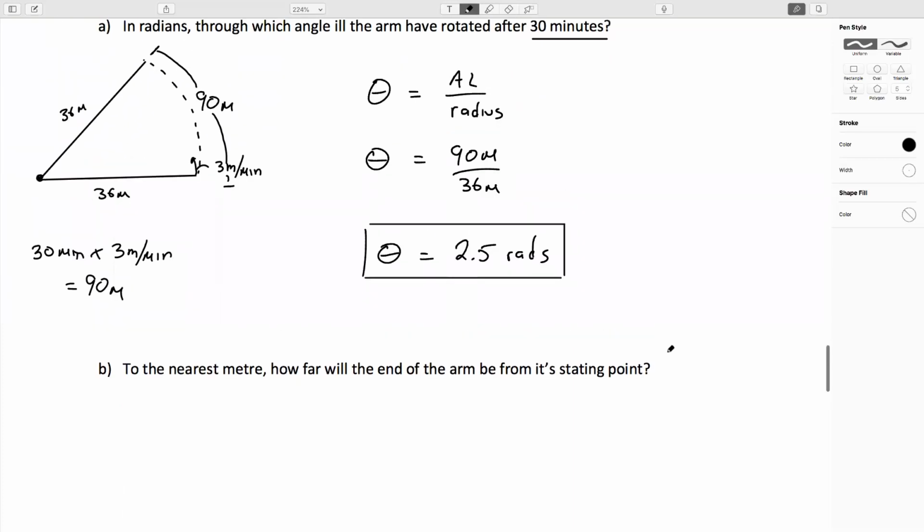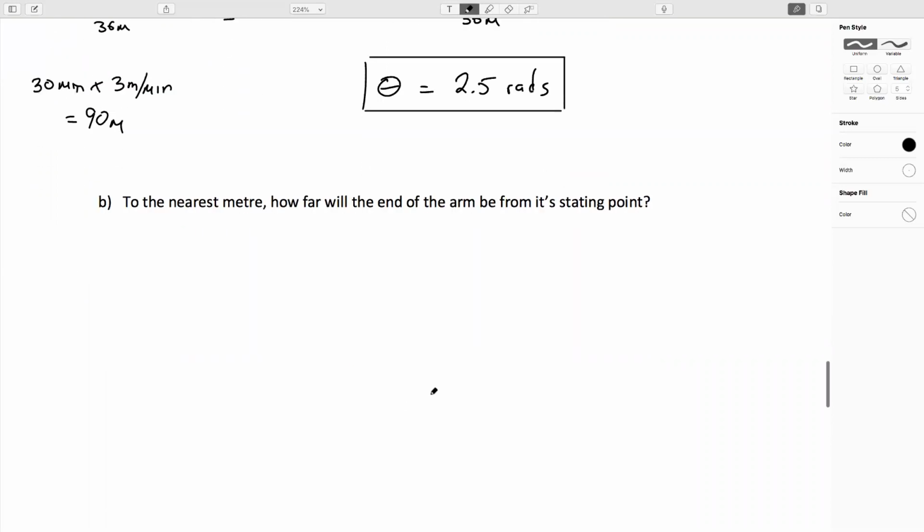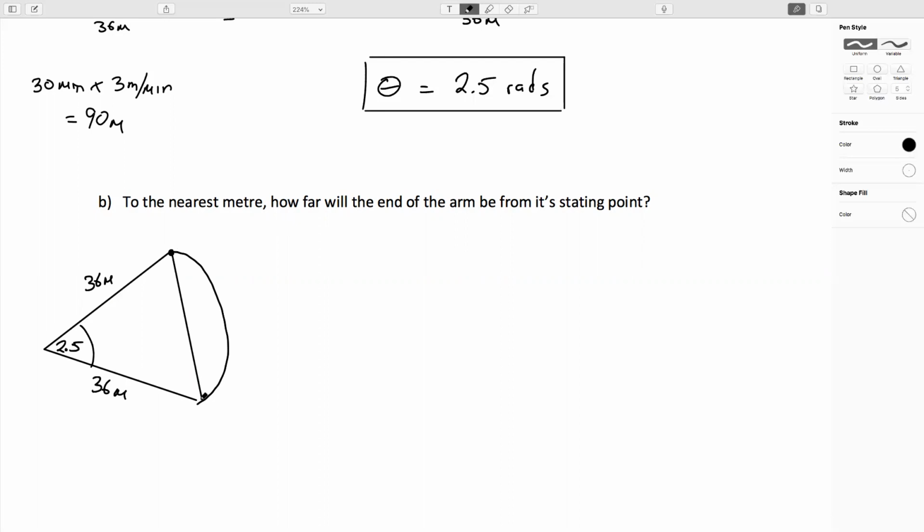So here's a little bit of a tricky question. To the nearest meter, how far will the end of the arm be from the starting point? So let's draw this diagram again. It's basically the same thing, but it's all cluttered on the other page, and I want to make it a little bit easier to read. So we've got this kind of situation. This is 36 meters, 36 meters. This is 2.5. And we want to find this distance.